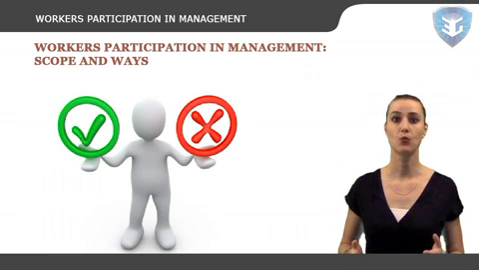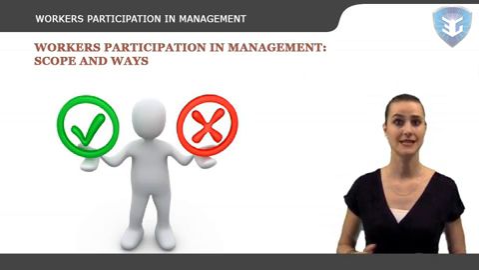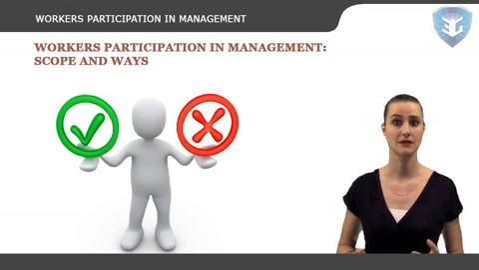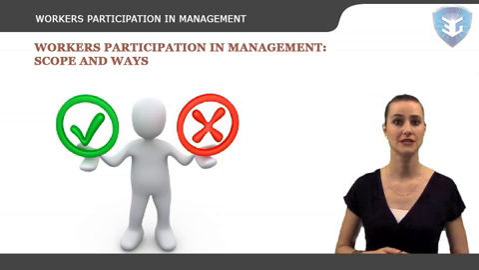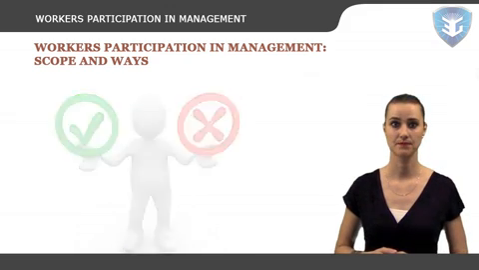One view is that workers or the trade union should, as equal partners, sit with the management and make joint managerial decisions. The other view is that workers should be only given an opportunity, through their representatives, to influence managerial decisions at various levels. In practice, the participation of workers can take place by one or all the methods as follows.